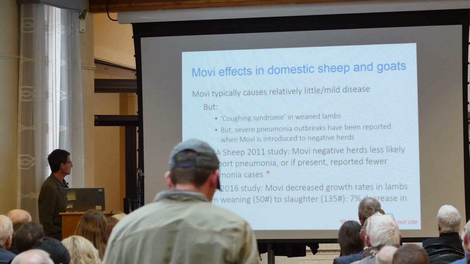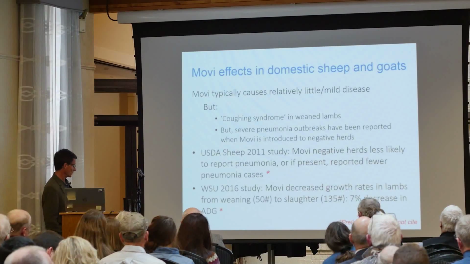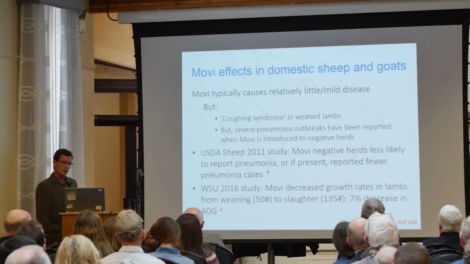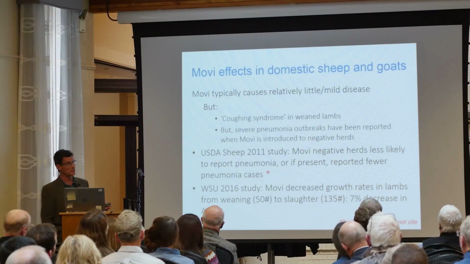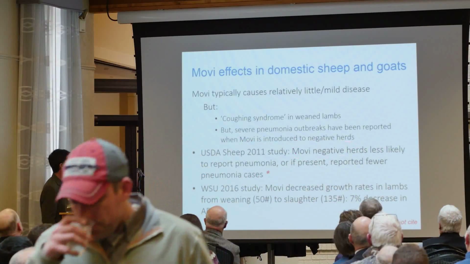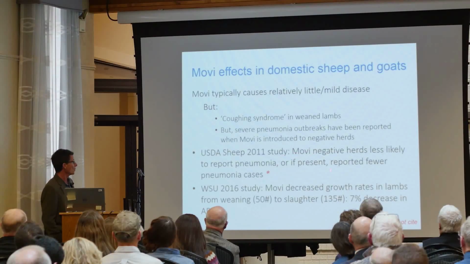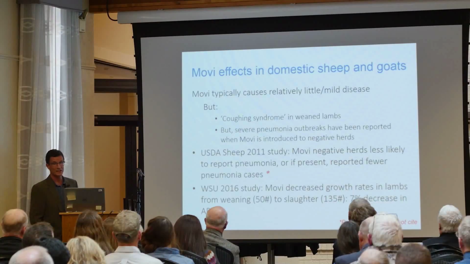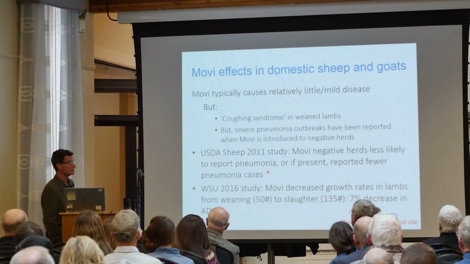Now, I have 2 things here I want to mention, but they're preliminary data and the analyses are still in progress, so I left out the specifics. We're going back to the data from that big USDA study, Sheep 2011, where we found about 12% of the flocks were MOV negative, and we're comparing their answers to the disease occurrence questions with the 88% of the operations that were MOV positive. And we found that MOV negative herds are significantly less likely to have reported any pneumonia in their operations, or if pneumonia was observed, MOV negative herds reported fewer pneumonia cases than MOV positive herds. So that's also consistent with MOV playing a role in disease in domestic sheep.